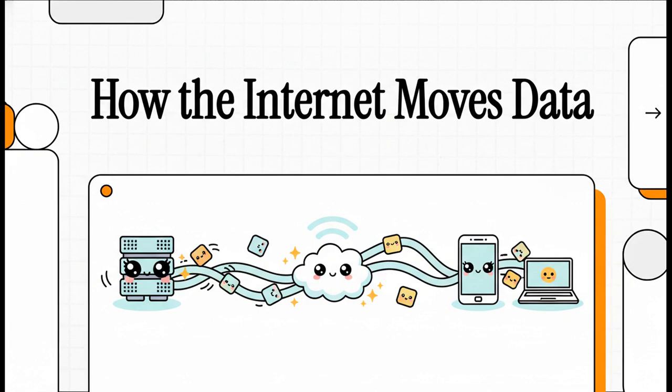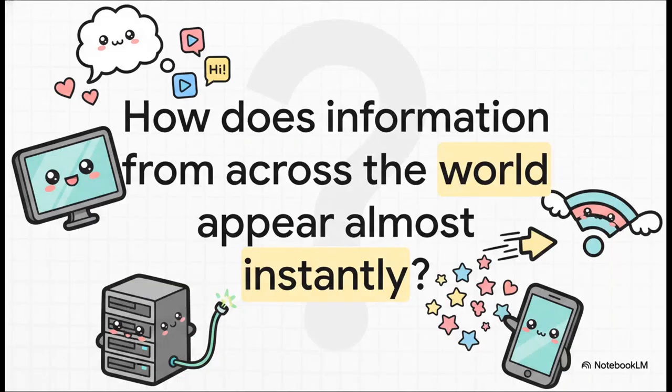Let's break it down. I mean, really think about it for a second. You click a link and bam, a whole web page with text, images, videos just appears. It's not like a tiny little book flew across the ocean to your computer. So what is the secret? How is this even possible? And how is it so reliable?